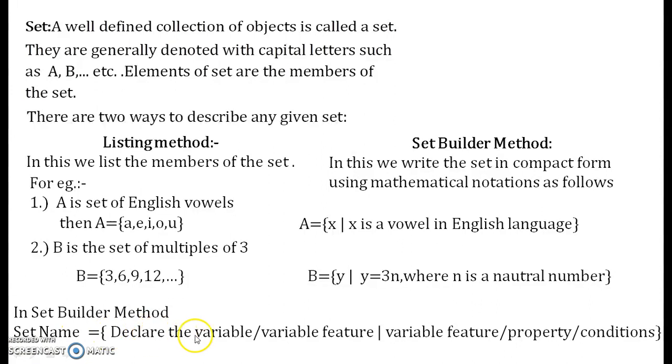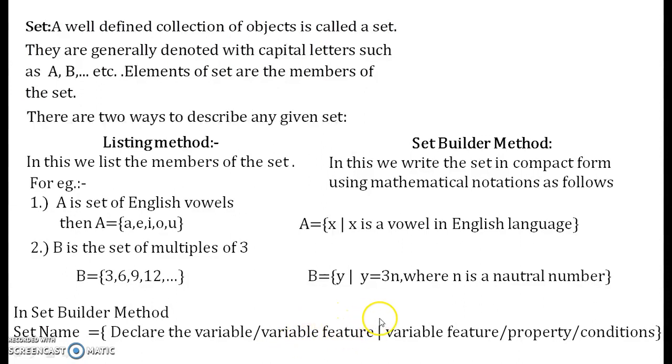Declare the variable. It may be y, x, whatever it may be. You give some name to that variable. Along with that, there is some variable feature. Maybe y is over here. If you see 3, 6, 9, 12, they all are positive integers, so you might need that. You will soon see what is variable feature.